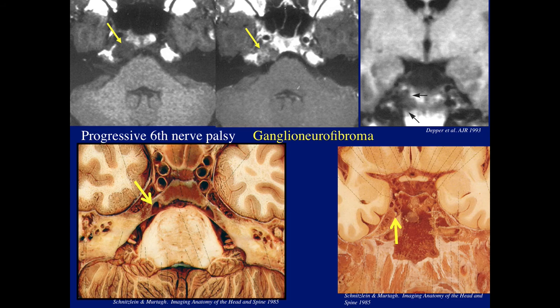This is an unusual case from the literature, progressive sixth nerve palsy, and the lesion was a ganglioneurofibroma involving the region of Dorello's canal, again, as seen on this anatomic specimen, on the coronal. Again, here's the sixth nerve in Dorello's canal, and here's this destructive lesion.